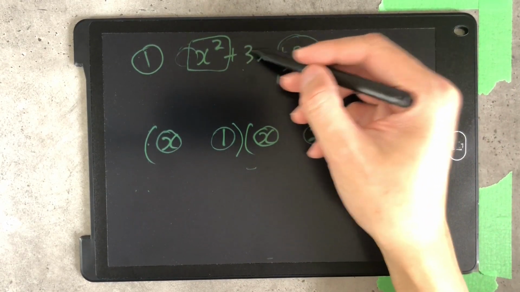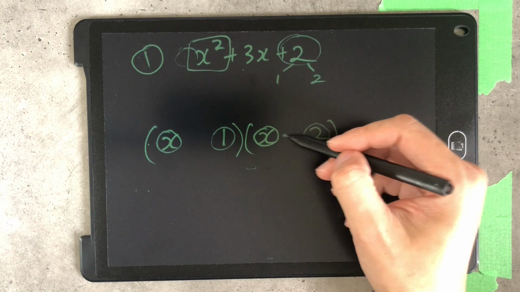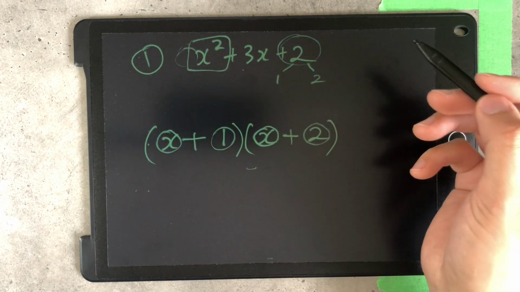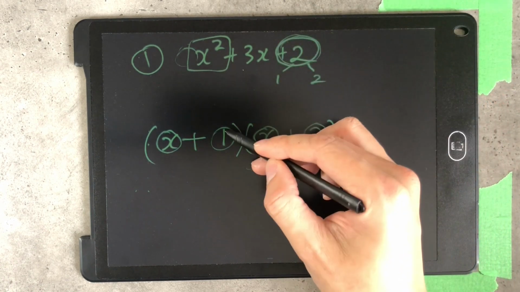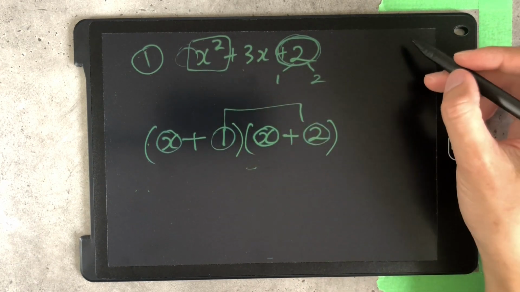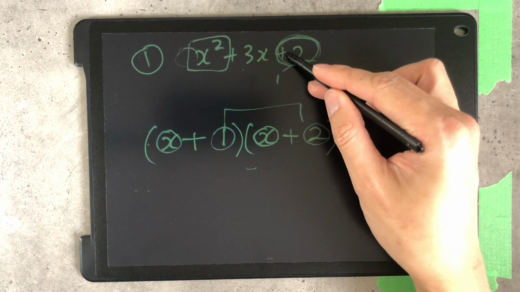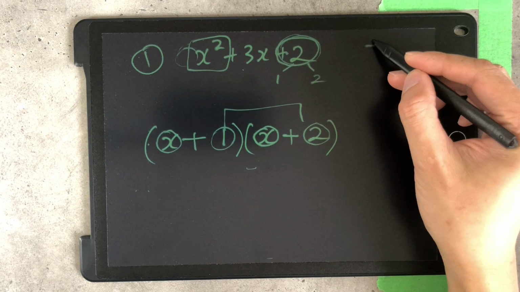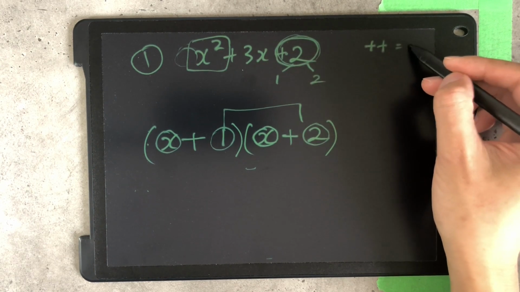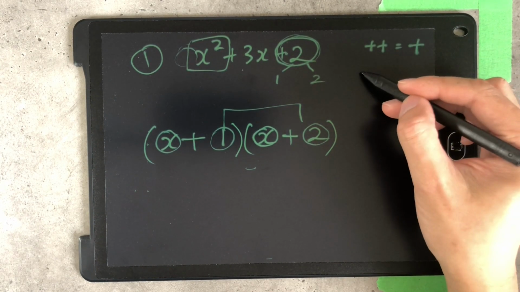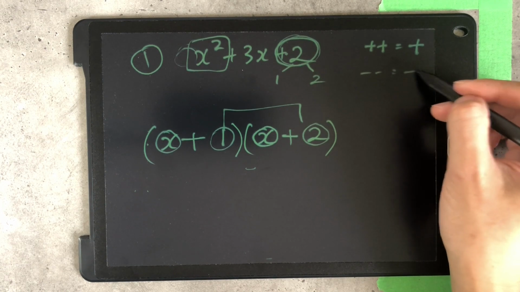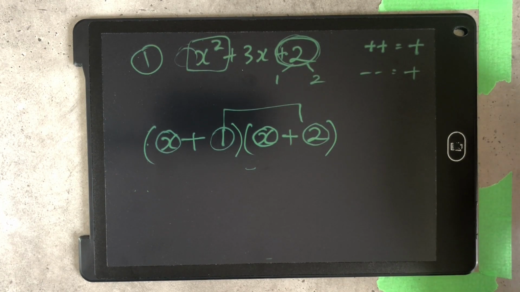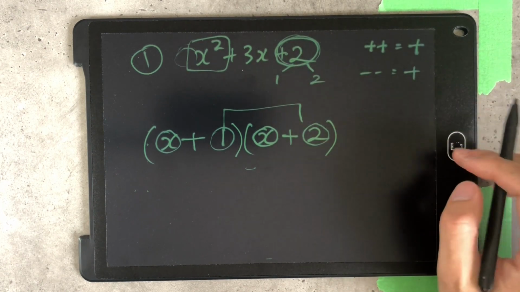But since both are positive, because we have a product 1 times 2, right? So in order to get a positive at the end here, it must be both positive to get a positive product, or both negative to also get a positive product. And that is how you do it.